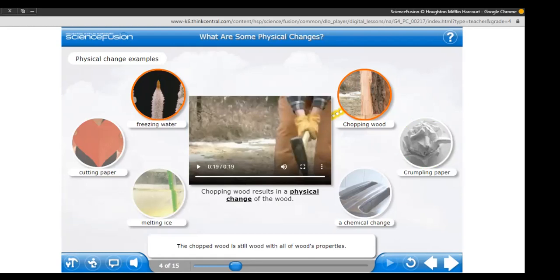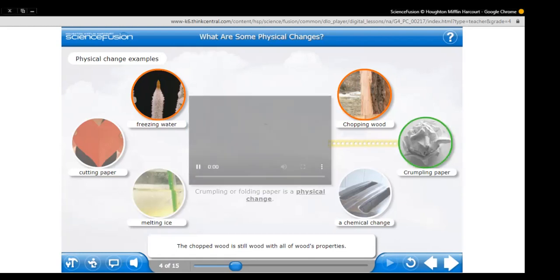Then crumpling paper. Crumpling or folding paper is a physical change.